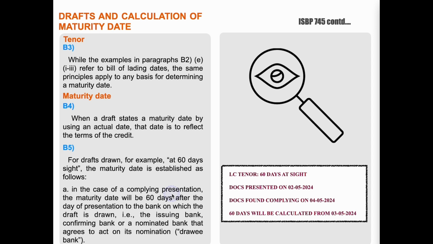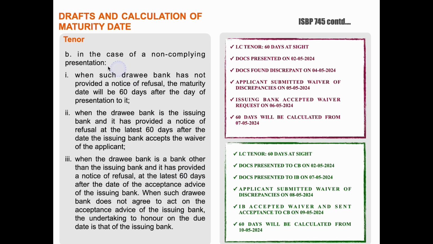Actually, this is quite similar to other tenors like 60 days from BL or whatever. But in those tenors, we will use the BL date or the onboard date as the reference date to arrive at the maturity. Here we will use the presentation date to arrive at the maturity in case of a complying presentation. Now the next thing is, what if the document is not complying?